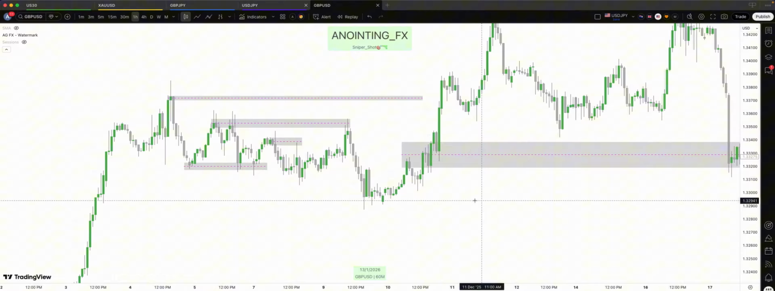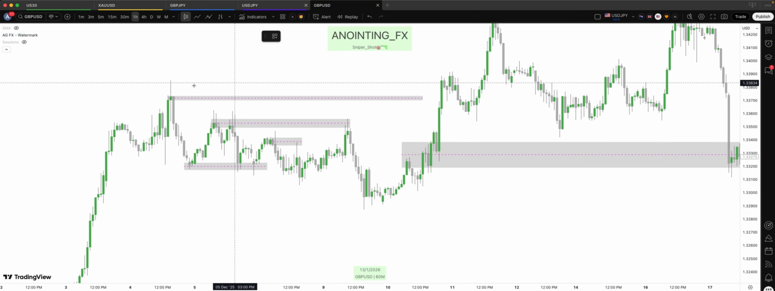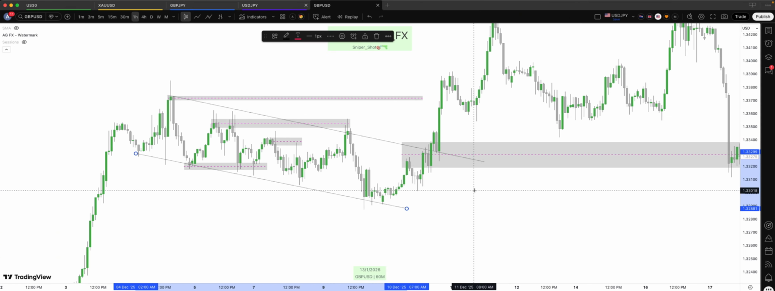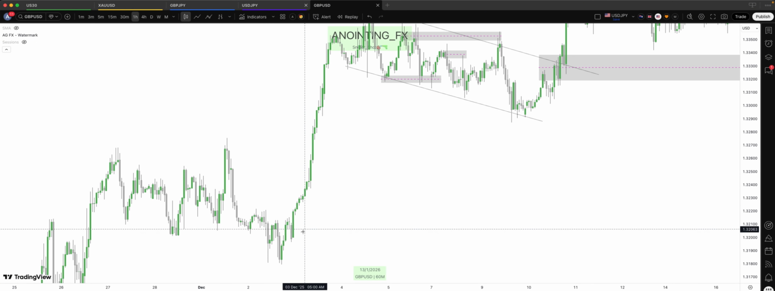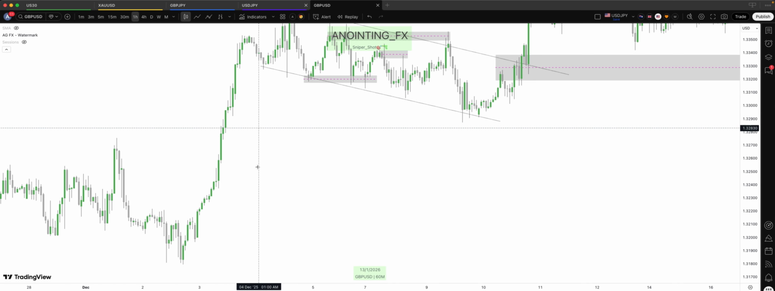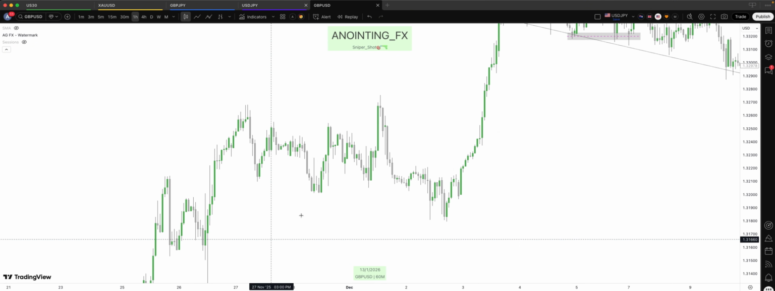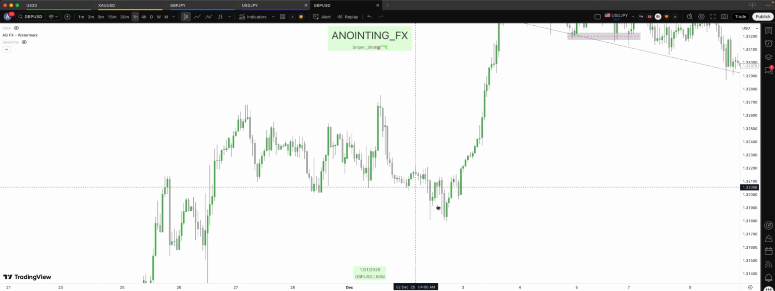And then if you are using the trend line, you can as well mark this. And then you can see that there was a retest of the trend line and price went to the upside. So we have a bullish trend. When the market is going to the upside like that, it's a bullish trend. And when it is coming down like this, it is a bearish trend.